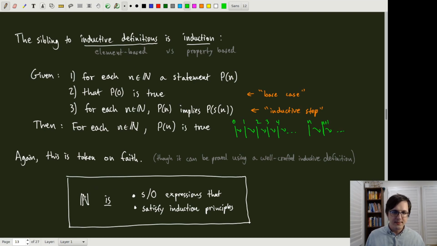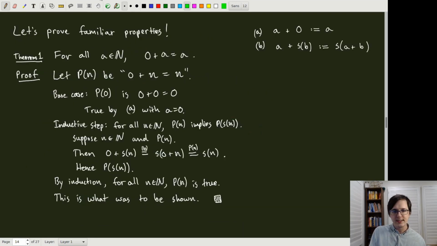So, the natural numbers, what are they? Well, we can say that they're successor and 0 expressions, and they're expressions that satisfy these induction principles. Like, that's it, full stop. No more about natural numbers than this, as far as math is concerned. So that's kind of cool. So let's see if this actually holds any water by proving some basic properties, seeing that it actually works. So that's what we'll do over the next few slides.